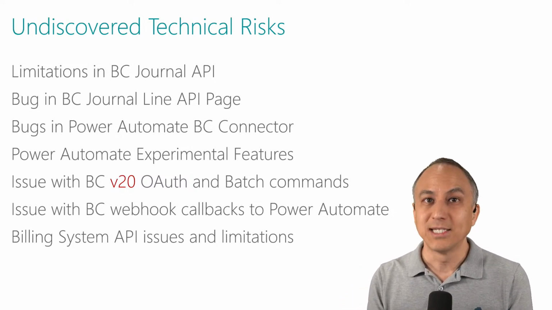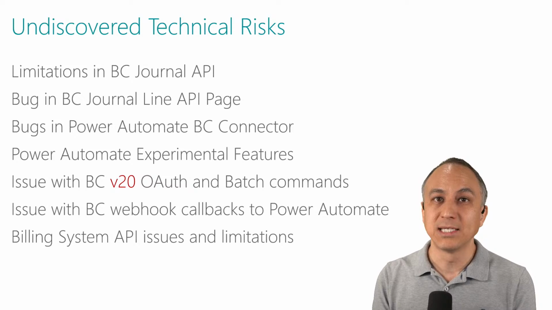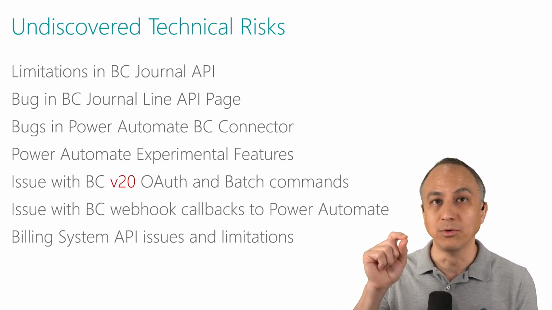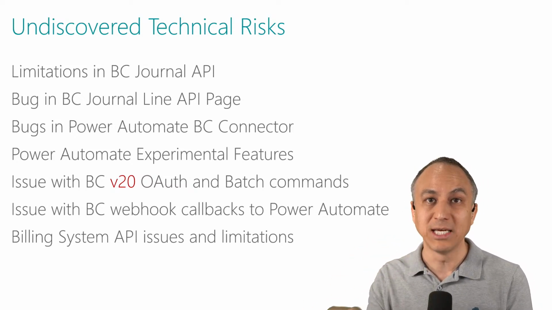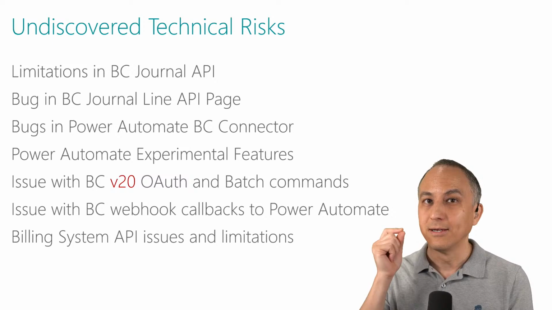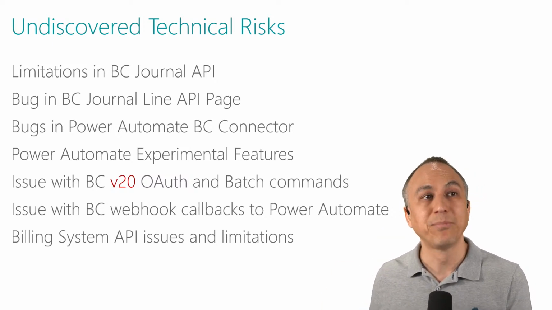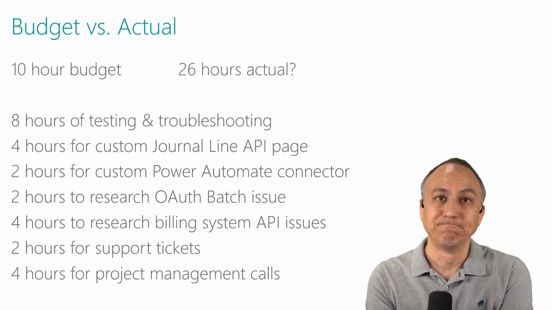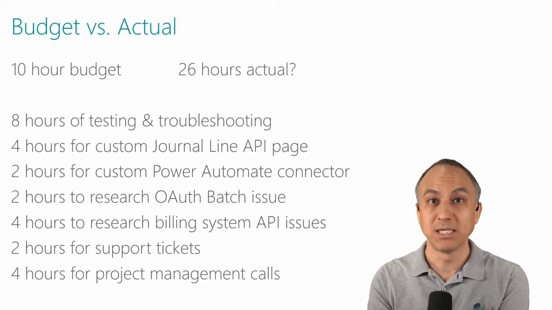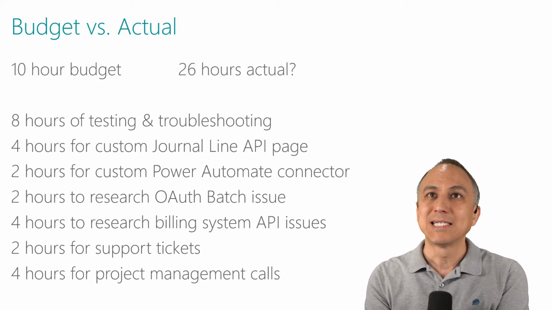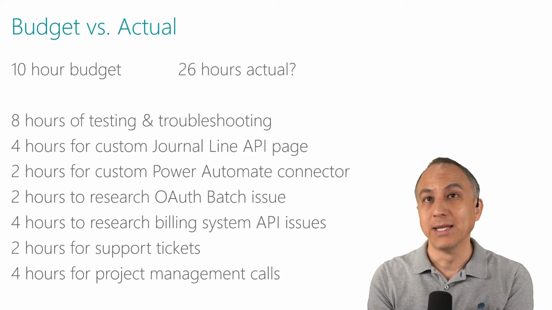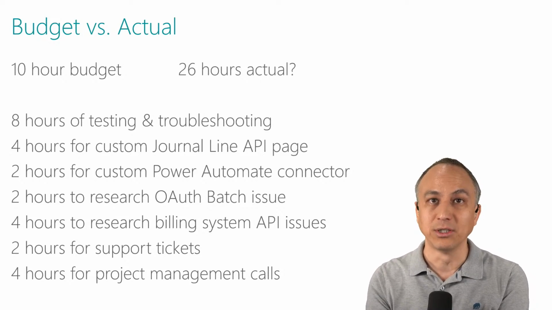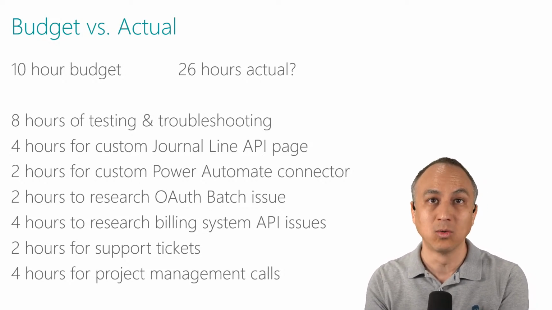So let's say you encounter issues with that billing system API, both technical issues and potential limitations of that API. How's your 10 hours looking now? Let's just do a hypothetical. You had a 10-hour budget. Seems simple at the time, right? Let's say, because of the problems, you had 8 hours of testing and troubleshooting trying to get this thing to work, and it still doesn't work.